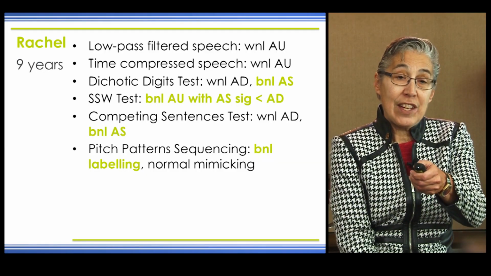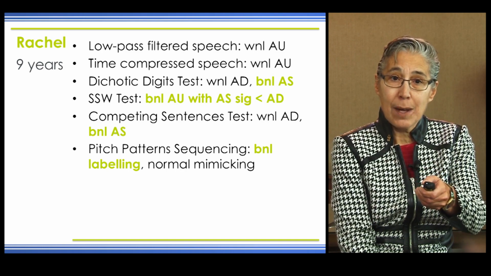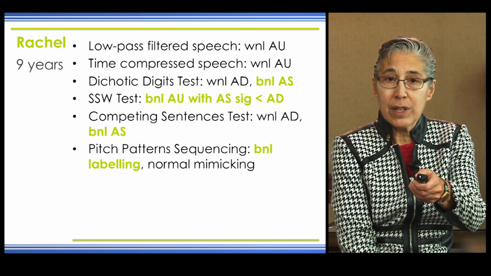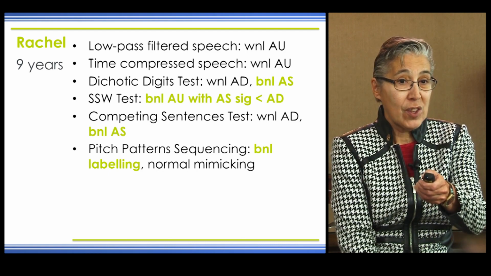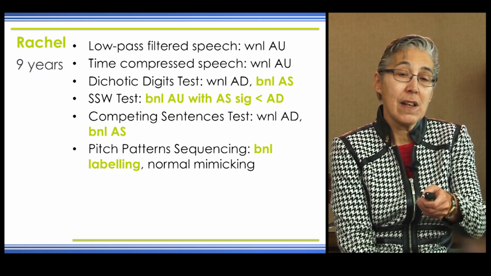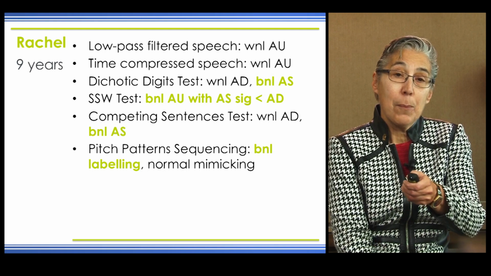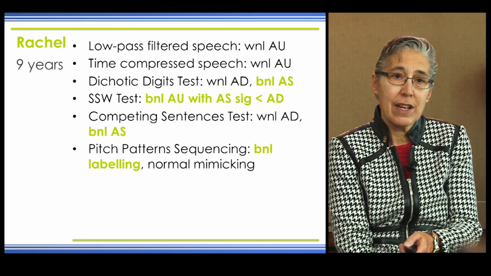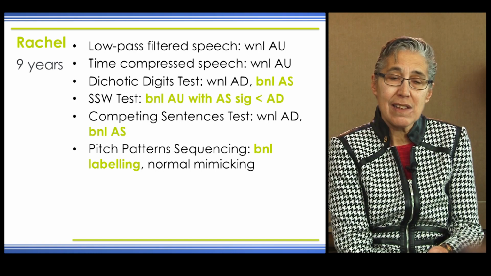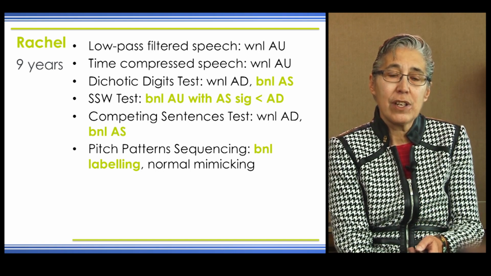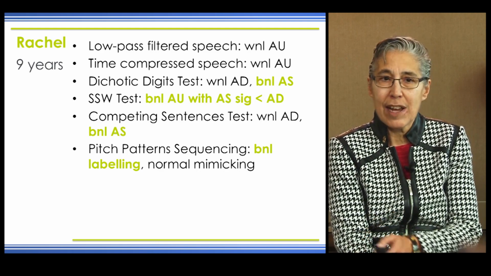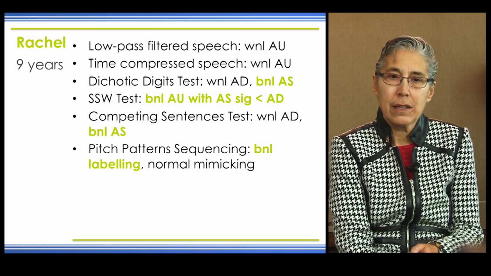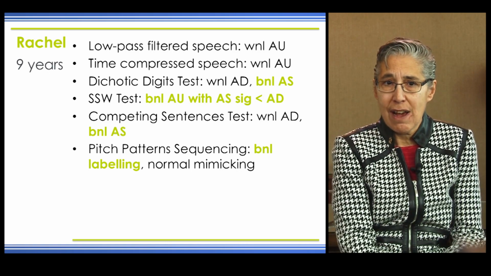So you'll notice here normal performance on the degraded speech tasks, filtered words, and time compression, below normal limits for the left ear on dichotic digits, below normal limits on the left ear only for competing sentences, below normal limits both ears, but the left ear significantly poorer than the right ear on the staggered spondaic word test. And then the classic piece of information is not able to label the tonal patterns, but beautiful imitation. And this one is kind of classically that corpus callosum integration deficit.